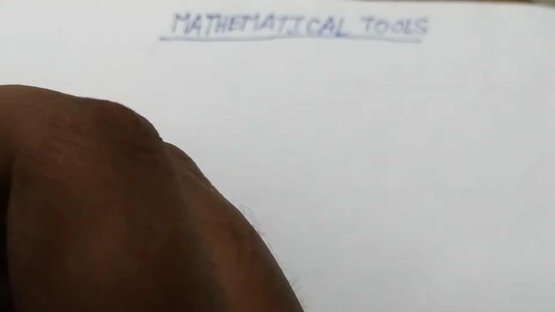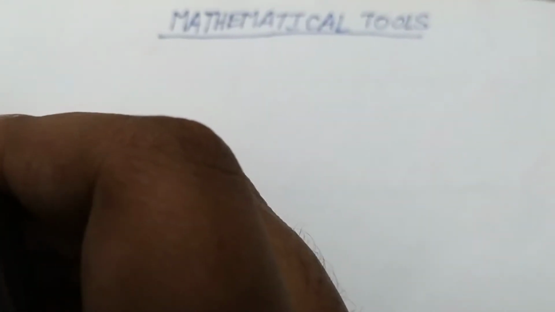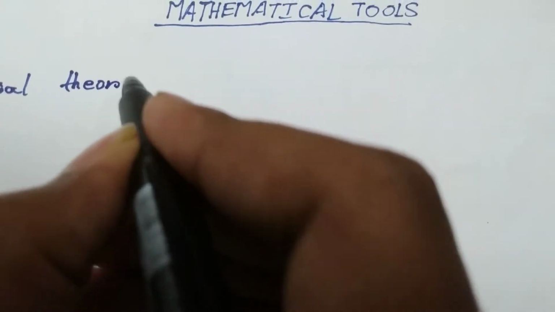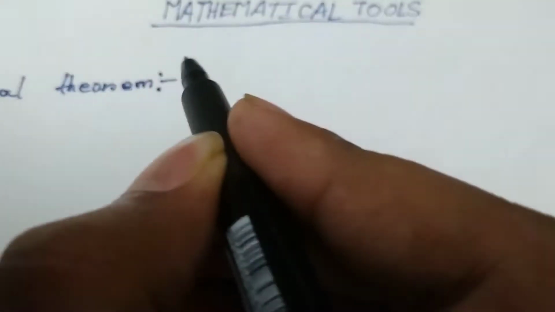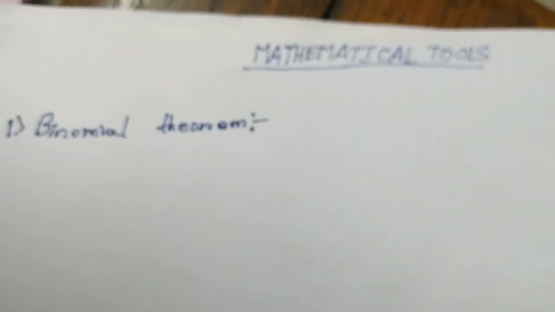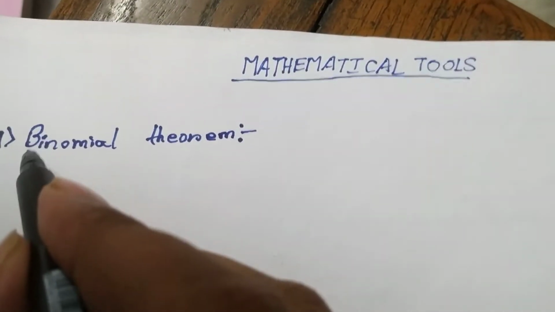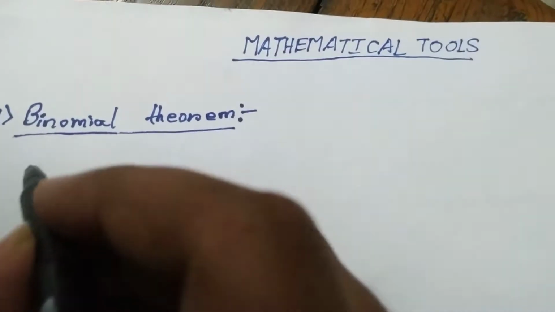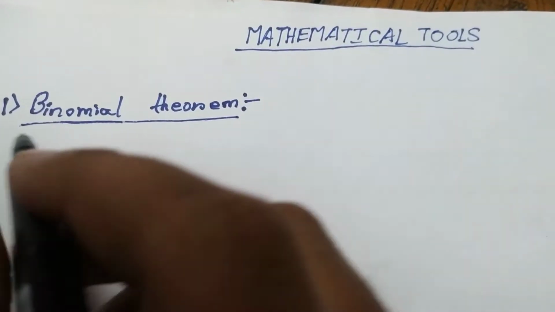So the first theorem that we are going to use is the binomial theorem. Now, the binomial theorem is a separate chapter in JEE Mathematics, but I will only do the portion which is required in JEE Physics for now. So, what does this theorem state?